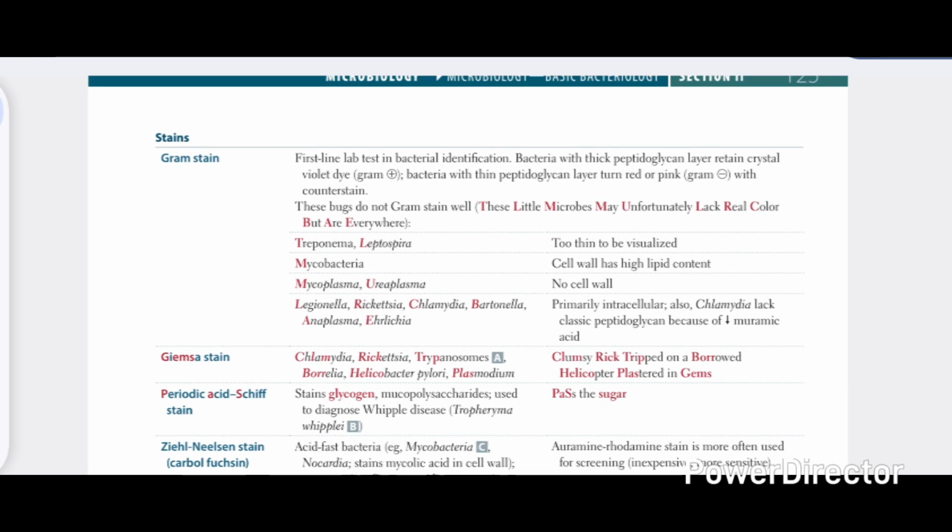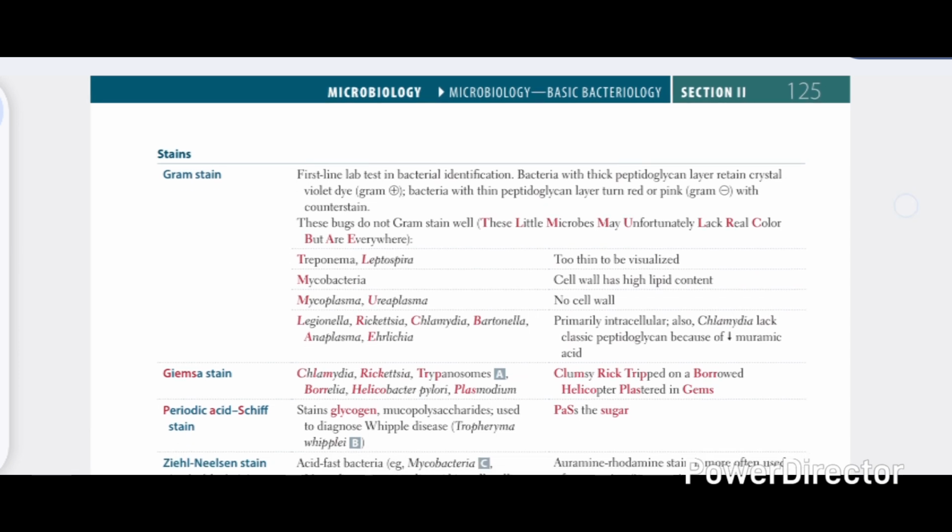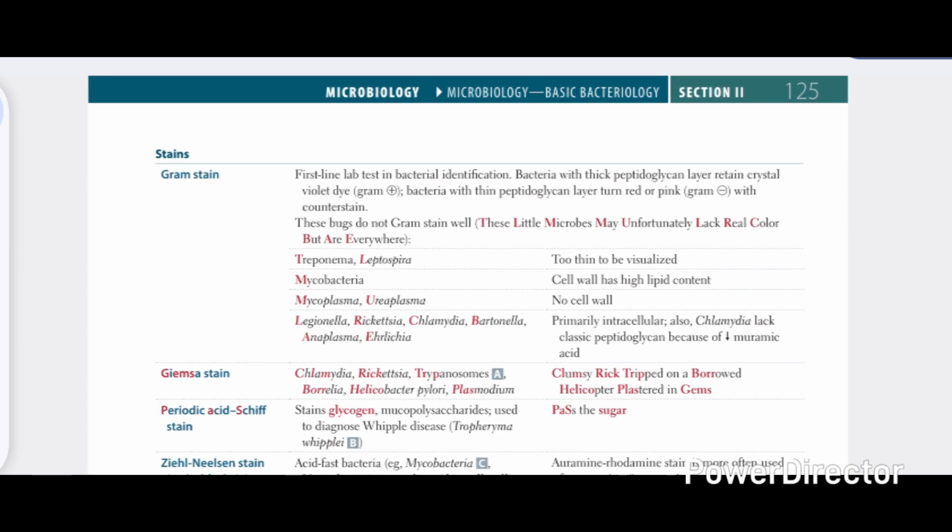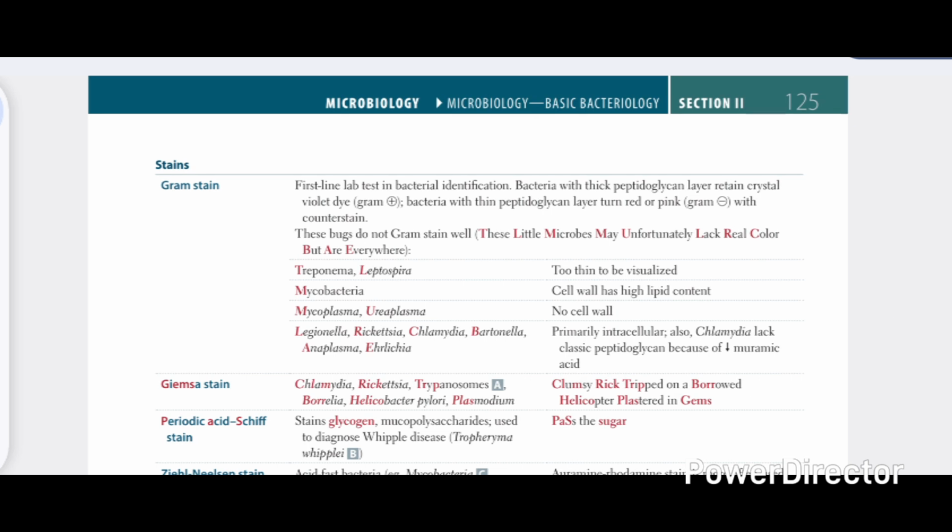Today we continue our section on microbiology. Last time we studied bacteriology and basic bacterial structures. Today we are going to continue our session and study in detail the staining techniques of different bacteria. The first and foremost staining technique, and the most commonly used, is the gram staining technique. The gram stain is the first-line lab test in bacterial identification.